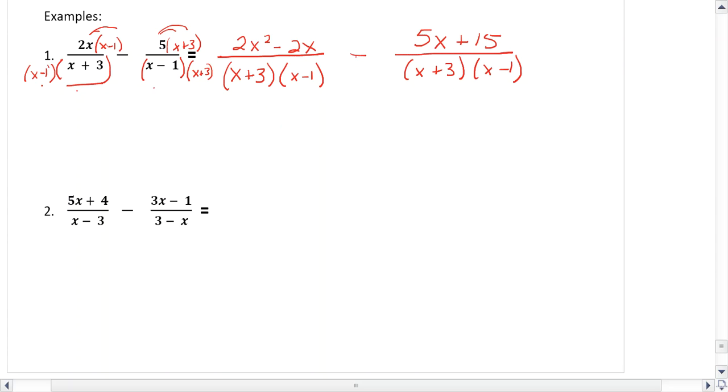But be careful. This subtract sign, it's like it's distributed. We easily see that we're subtracting the 5x, but we often do not see that we're also subtracting the 15. So always be careful when you're subtracting. Subtracting the numerators then, I have 2x squared. Negative 2x minus 5x is negative 7x. And again, this 15 is not positive, we're subtracting it, so it becomes a negative 15.